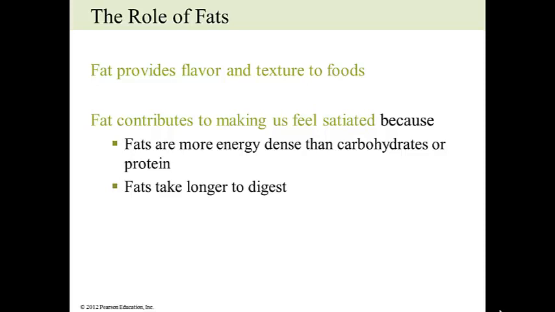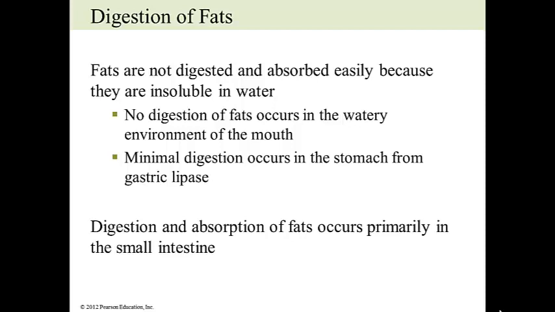Fat provides both flavor and texture to our foods, and fat contributes to making us feel satiated, because if you remember, fats are more energy dense than carbohydrates or protein, and fats take longer to digest. In other words, fats stay in your stomach longer, and therefore they lead to a feeling of fullness or satiation.